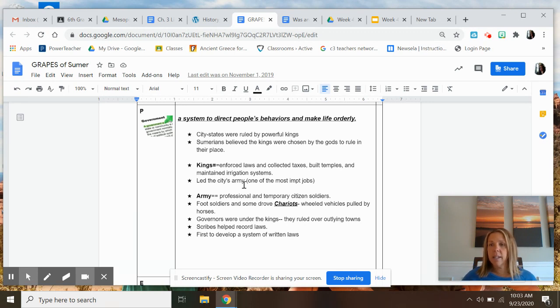So these city-states that we talked about last week were ruled by powerful kings. Sumerians, because gods and government were connected, believed the kings were chosen by the gods to rule in their place. So they were very powerful. What the kings did was they enforced laws, collected taxes, built temples, and maintained the irrigation systems. So it was their job.